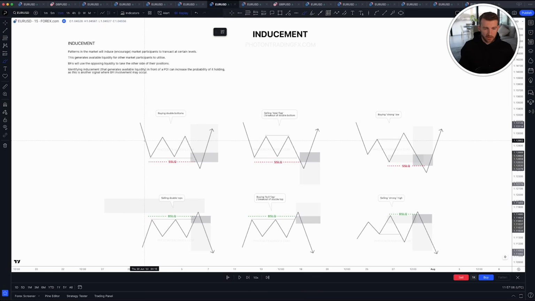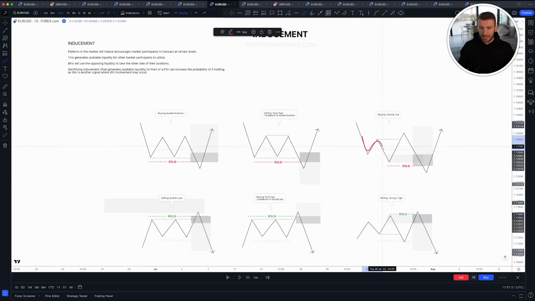Okay, so for instance, imagine you get equal lows in the market, these double bottoms. What does that form? It forms a support level that traders might want to trade. So if they're buying at that support level, where are they going to place their stop loss? They're going to place it below the lows. Okay, so that generates sell side liquidity. Likewise, people might view that double bottom actually as a bear flag and they want to sell the breakout of that, right? So more sell side liquidity generated below those lows.